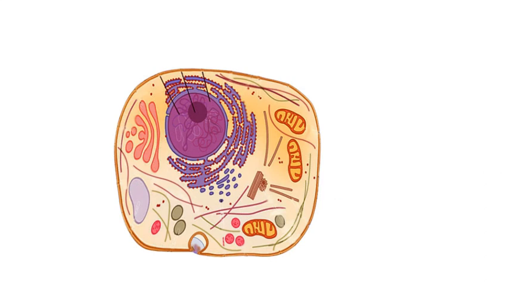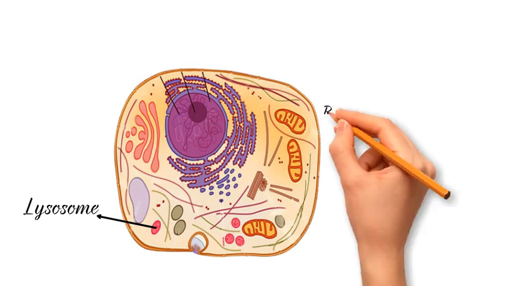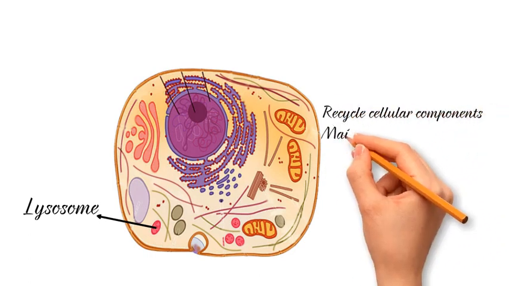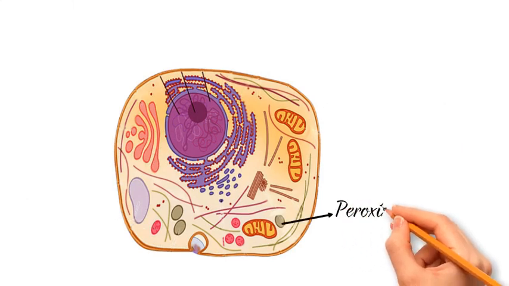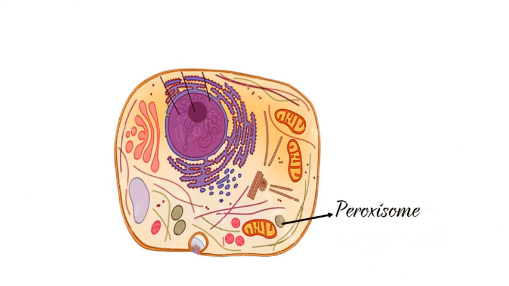Also, within the cytoplasm are lysosomes. These are small, spherical organelles that contain enzymes that digest cellular waste and foreign substances. They help to recycle cellular components and maintain the cell's internal environment. There are also peroxisomes, which are small organelles that detoxify harmful substances and break down fatty acids. They are similar in function to lysosomes but have a different set of enzymes.